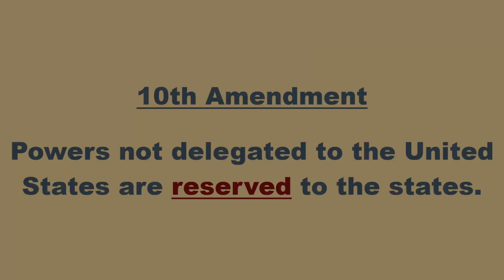But on the other side of the coin, you can find the 10th Amendment. And what the 10th Amendment says is powers not delegated to the United States are reserved to the states. So anything not listed in the U.S. Constitution, well, that's a power that the state has. So when you look at the governing of the United States, some power is delegated to the national government, while other powers are reserved for the state governments. That's federalism.